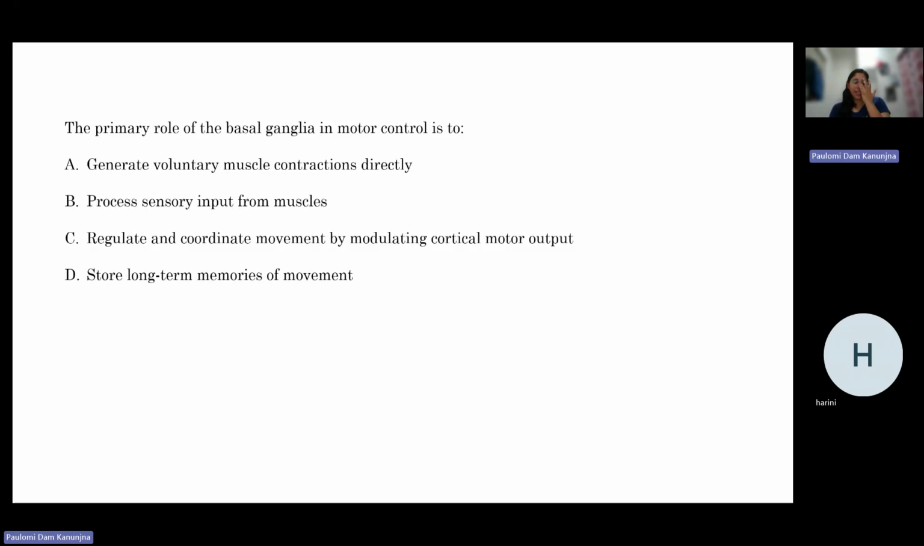Okay, now the next thing was something that you discussed or would have seen in the lecture notes, basal ganglia. So out of these options, which one do you think is the primary role of basal ganglia?